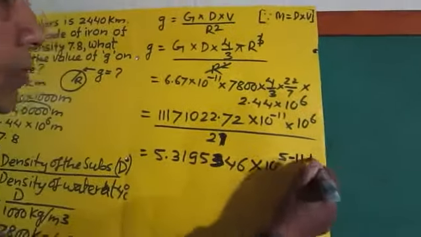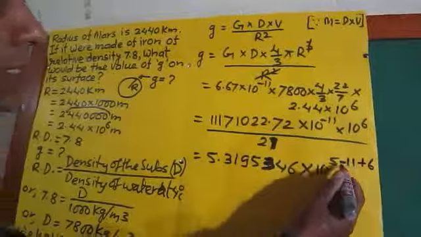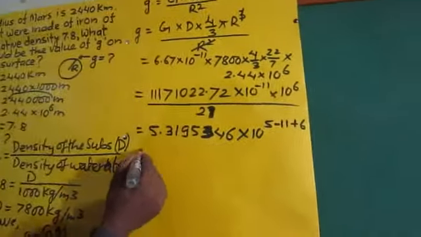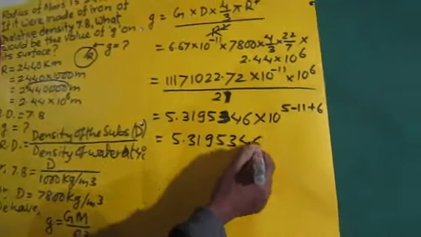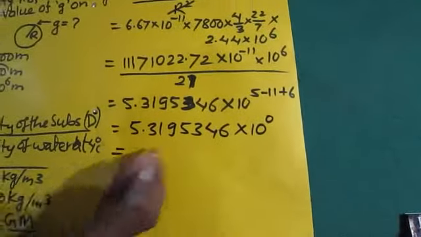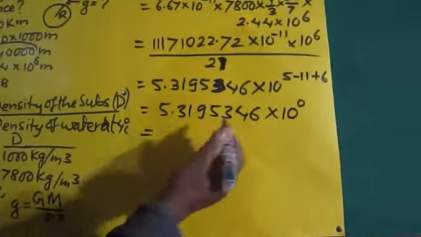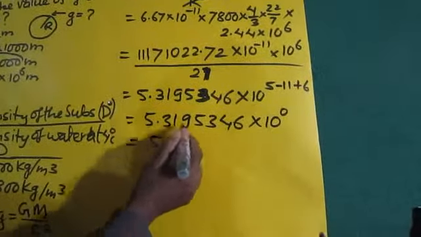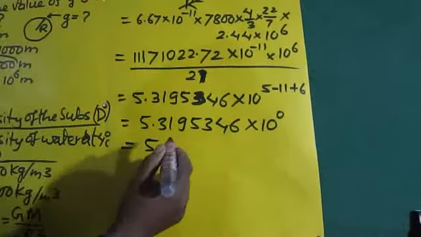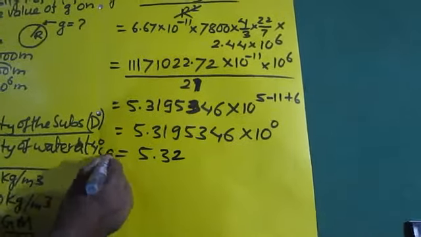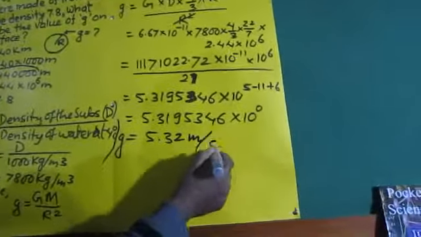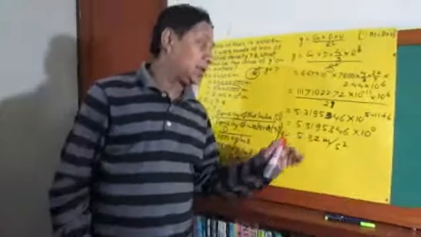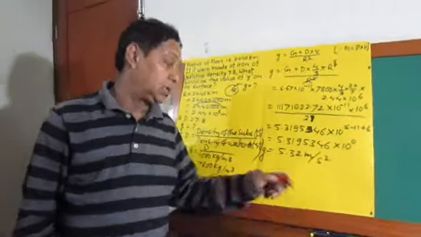And 10 to the power 6 plus 6. Now minus 11 and plus 11 makes it 0. That's why this is equal to 5.3195346 into 10 to the power 0. 10 to the power 0 means 1. 1 multiplied by this remains the same. Instead of writing many digits after the decimal, I can put 2, and therefore G is equal to 5.32 meter per second square. This way we can solve this numerical, and lastly we got the value 5.32 meter per second square.